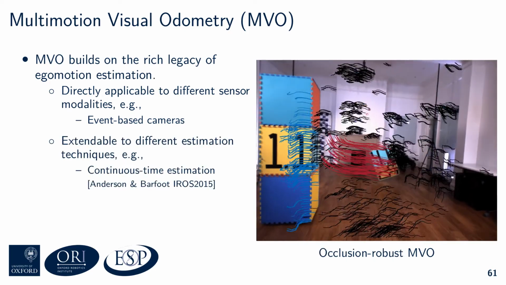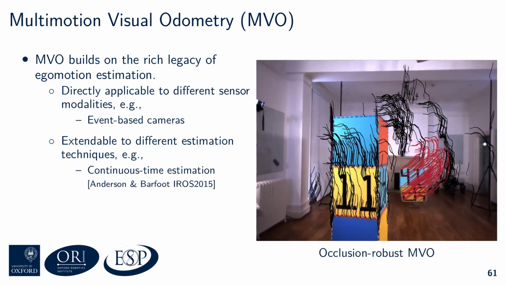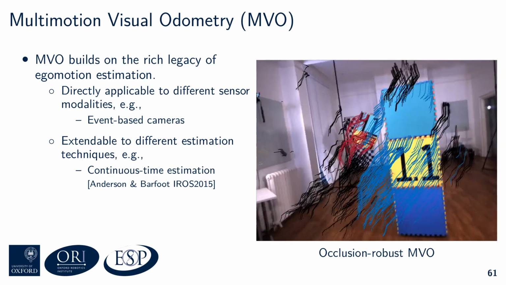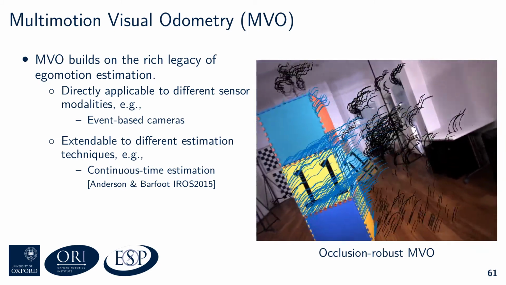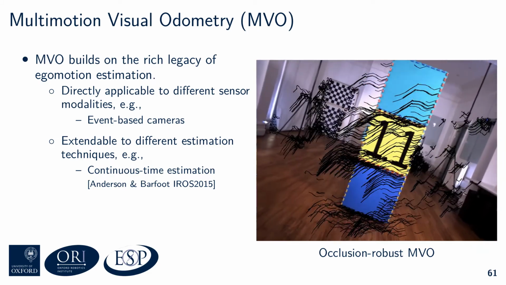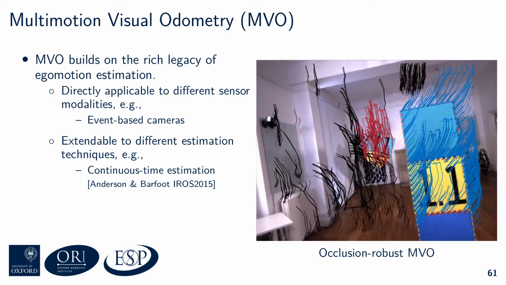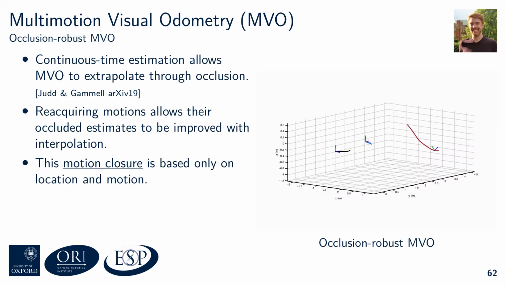Another advantage is that we can make use of new advanced estimation techniques, such as continuous time estimation. Continuous time estimation makes MVO more robust to temporary occlusions by allowing it to extrapolate estimates when there are no direct measurements. It also allows MVO to reacquire motions when they appear in the expected location without depending on appearance data. This motion closure allows for the extrapolated estimates to be improved through interpolation.